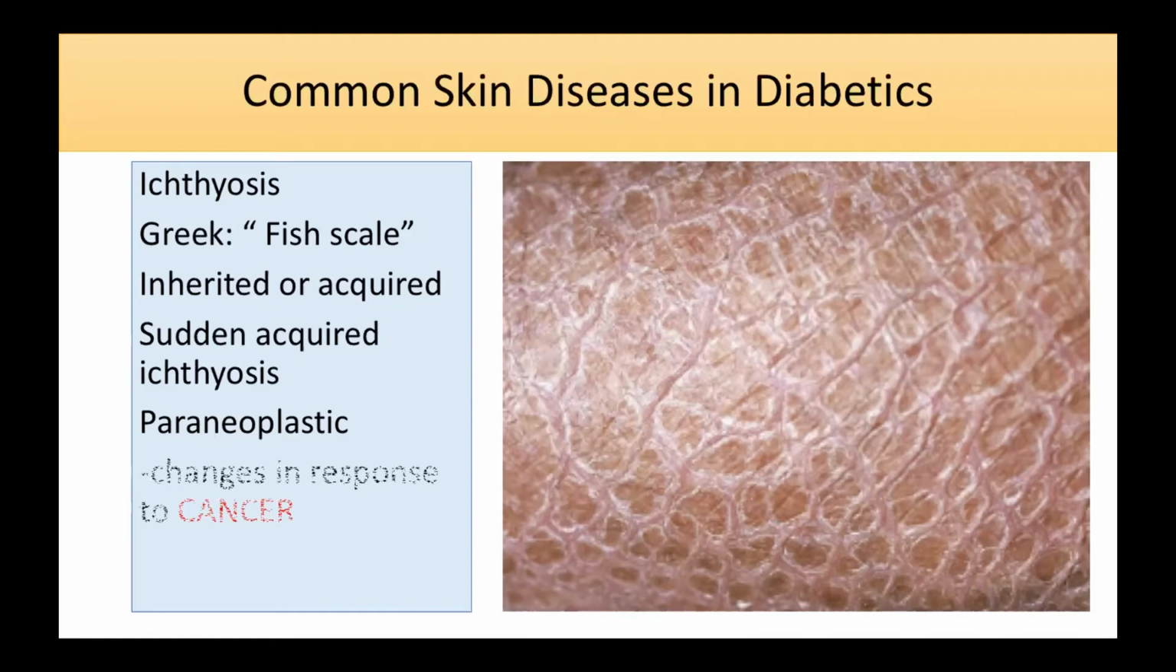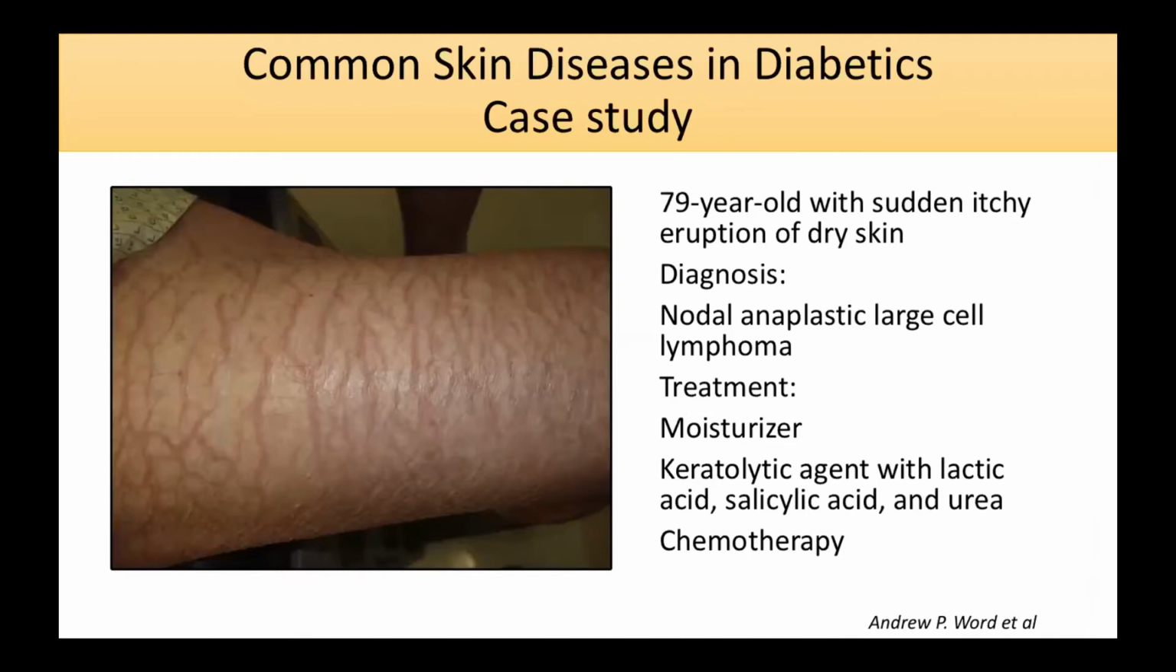So let's go on. This is another case. A 79-year-old man suddenly had an eruption of very dry skin. Before that, the skin was very nice, very smooth. Then at the age of 79, well, can it be caused by old age? Yes, it probably can be caused by old age, but it's too sudden. You see a lot of cracked skin. So you must work out whether it's a paraneoplastic condition caused by cancer.